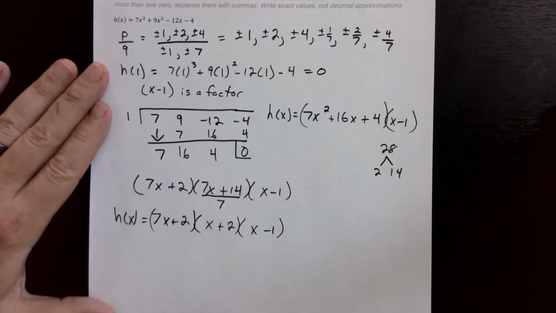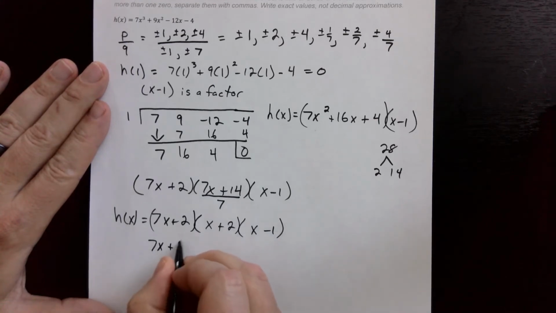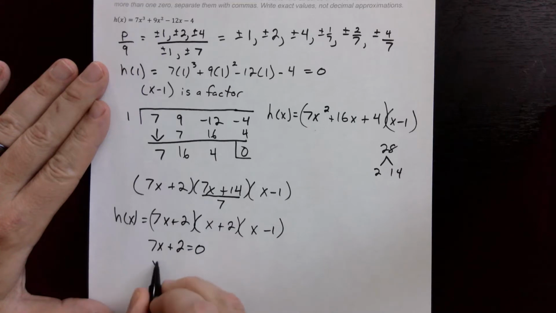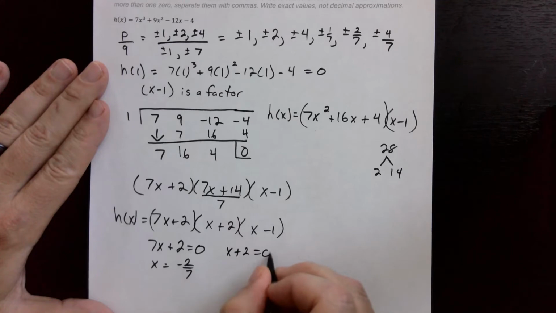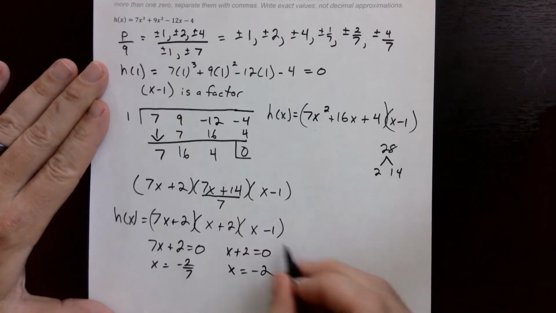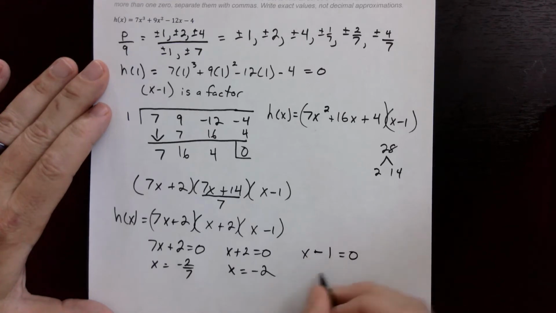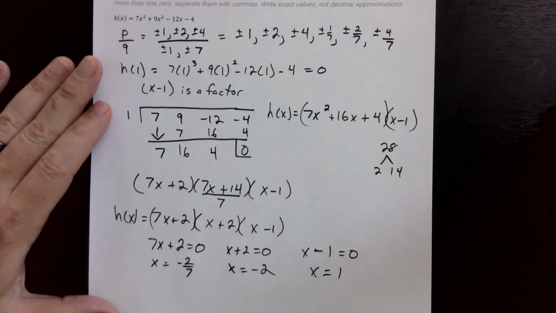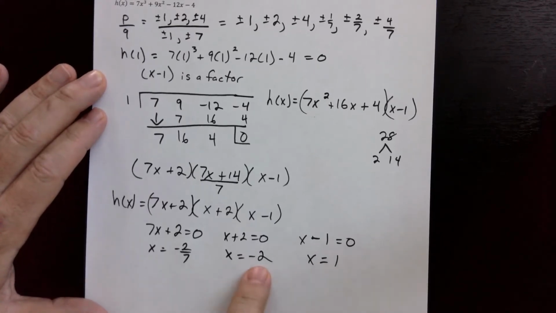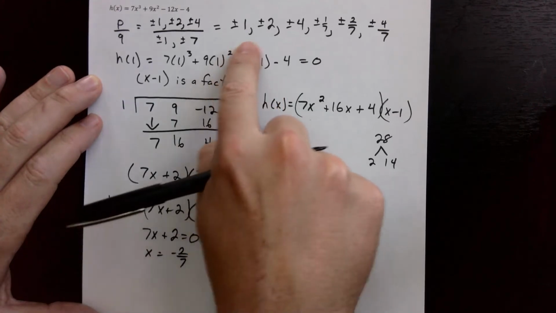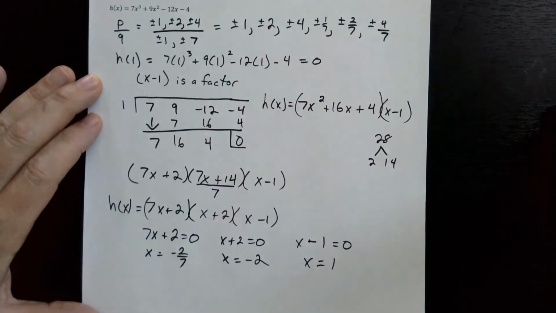If you want to solve these, which we do, you set them equal to 0. So 7x plus 2 equals 0 gives x equals negative 2 over 7. x plus 2 equals 0 gives x equals negative 2. And then, of course, we already know this one, it's going to be 1, but we'll do it anyway. So x minus 1 equals 0 gives you x equals 1. Those are all three of the zeros. And notice that all three of these, 1, negative 2, and negative 2 over 7, are numbers on this list. Here's the 2 over 7, here's the negative 2, and there's the 1.